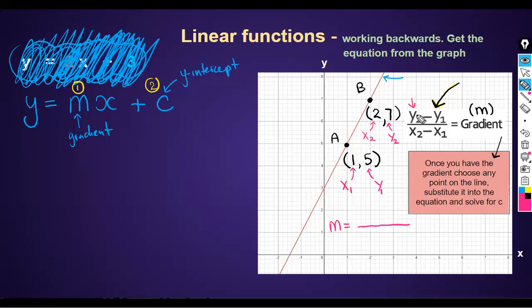So look at the formula here. y2 is 7. According to the formula, I must put a minus. y1 is how much? 5. x2 is 2. According to the formula, I must put a minus sign. And x1 is how much? 1. Let's work this out. 7 minus 5 is 2. 2 minus 1 is 1. Isn't 2 divided by 1, 2?